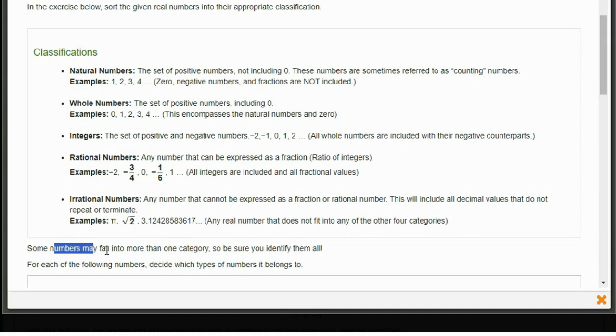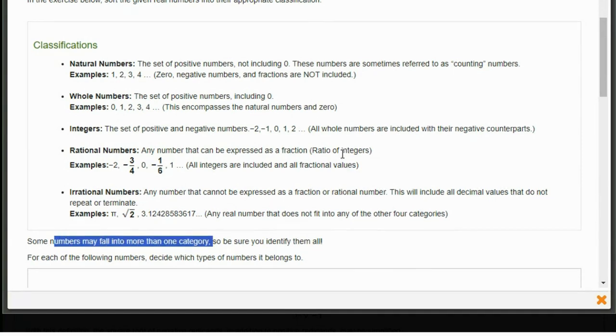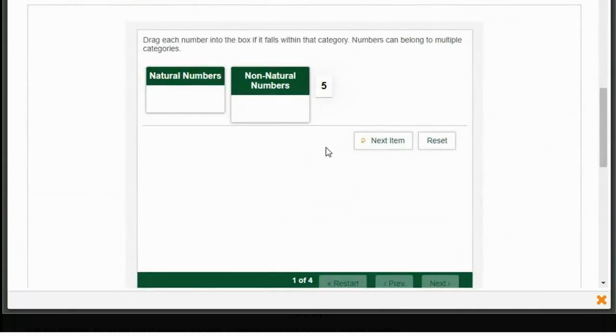Some numbers fall into more than one category. So let's see. It gives us a little quiz. Drag each number into the box if it fits within the category. Numbers can belong to multiple categories.